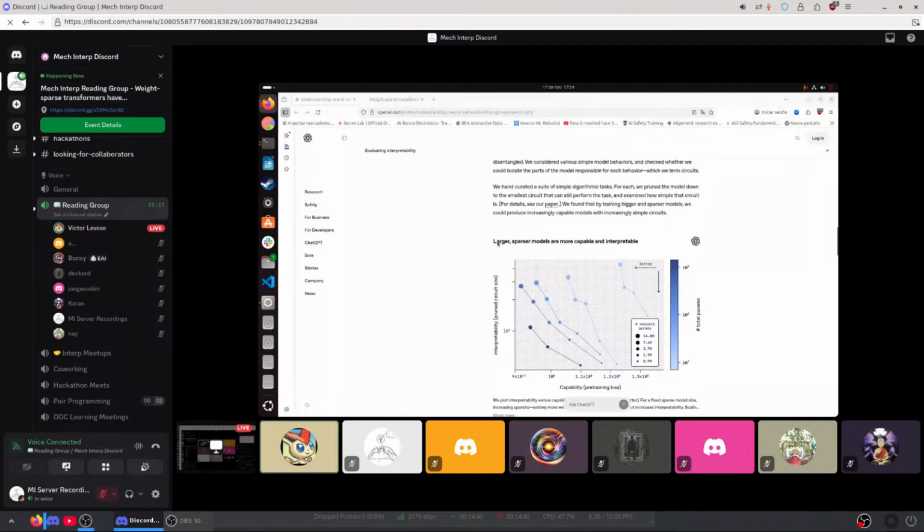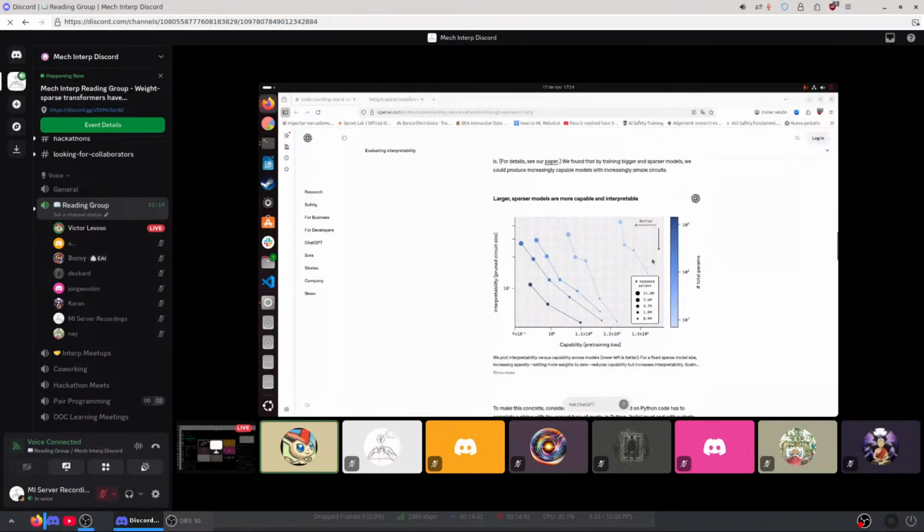Let's look at sparse, more capable, interpretable. So the bigger ones have more params, right? And this is pre-training loss, with interpretability from circuit size.